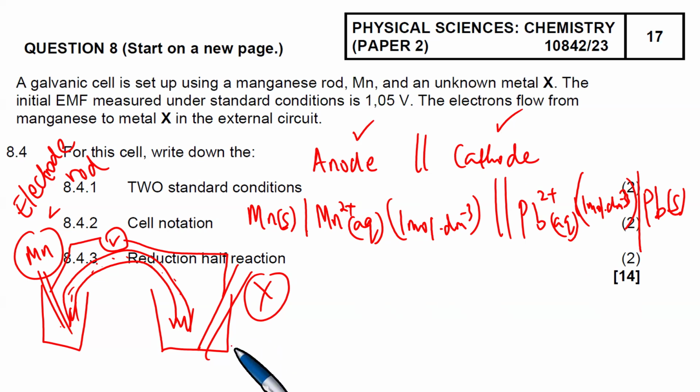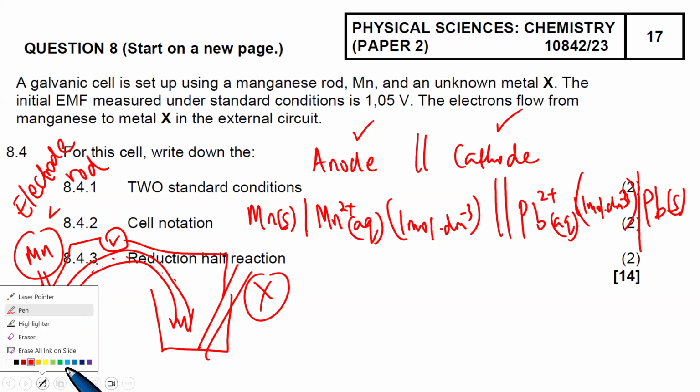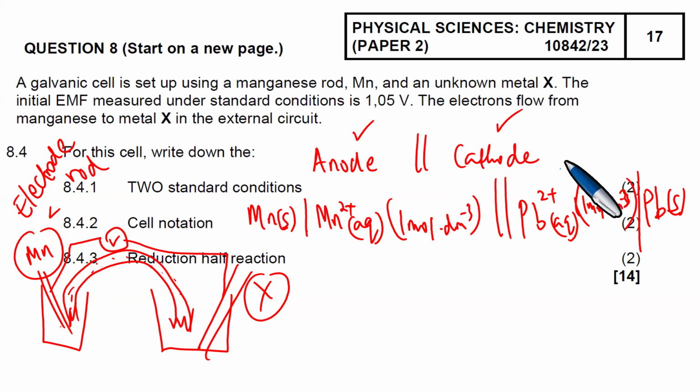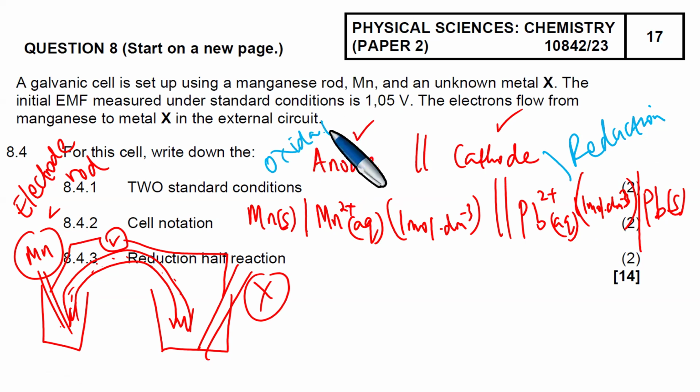And then in the next question, 8.4.3, you need to write the reduction half reaction. What is the reduction half reaction? Because this one is the anode, the cathode is associated with reduction. So in the cathode, reduction takes place, and in the anode, oxidation takes place. Reduction is the gain of electrons. The loss of electrons is oxidation.